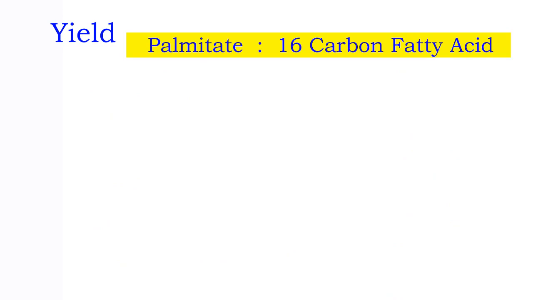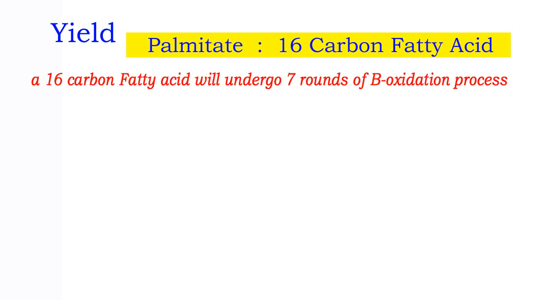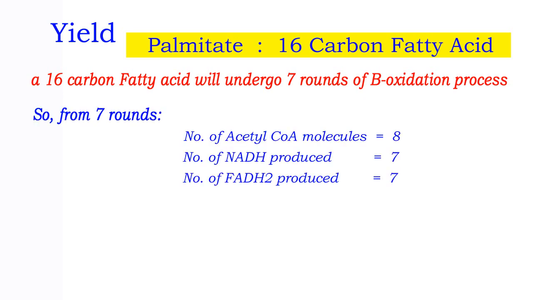Now, if we look at the total energy yield from the beta oxidation process, and if we suppose that the fatty acid is palmitate, which is the most abundant fatty acid in animals and which is a 16-carbon fatty acid chain, so a 16-carbon fatty acid chain will undergo 7 rounds of beta oxidation. So from 7 rounds, the number of acetyl coenzyme A molecules produced is 8. And as each complete round of beta oxidation produces 1 molecule of NADH and 1 molecule of FADH2, the number of NADH produced is 7 and the number of FADH2 produced is 7.